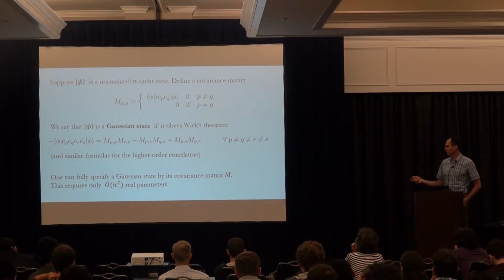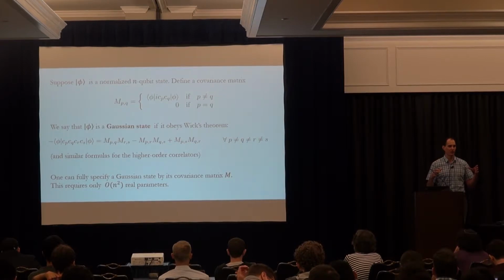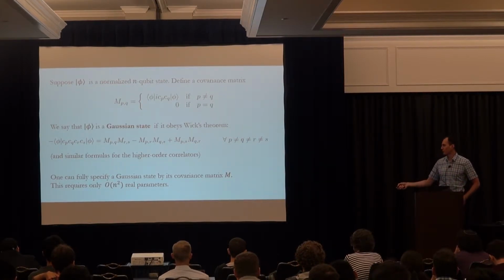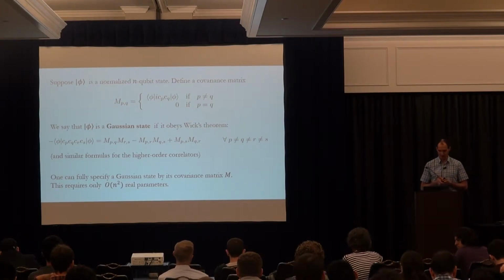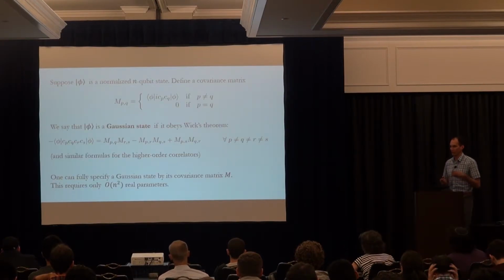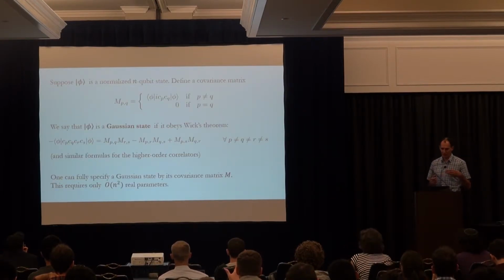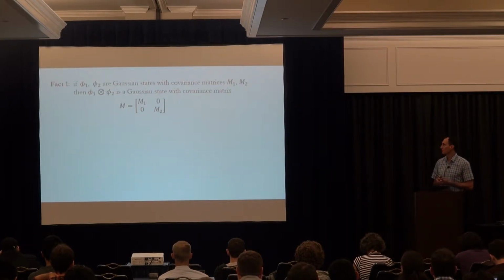Now, what is important is that this covariance matrix provides a full description of a Gaussian state. To describe such a state, we need only n squared real parameters, as opposed to 2 to the n for general n-qubit states. Now, let me describe some basic facts concerning these fermionic Gaussian states.